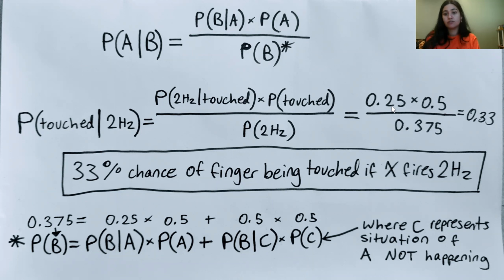And we divide by that. So we have our numerator and our denominator, and we find that there's a 33% chance of the finger being touched if neuron X is firing 2 Hz.